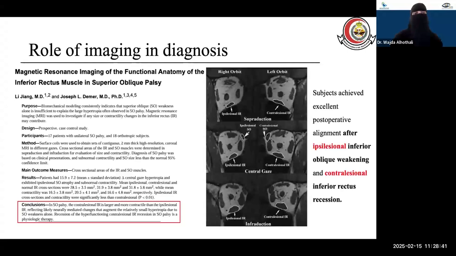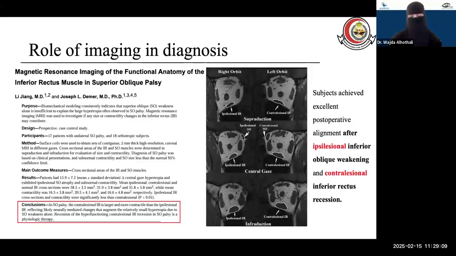Lastly, I will just mention a few words about the role of imaging in the diagnosis. We all know that we order MRI for these patients to evaluate the anatomy, to evaluate the superior oblique muscle tendon trochlear complex. But this is an important and interesting paper by Dr. Deemer that evaluated 17 patients with unilateral superior oblique palsy. And he identified that those patients usually have a contralateral inferior rectus hypertrophy and increased contractility on functional MRI, similar to what we saw in our patient.